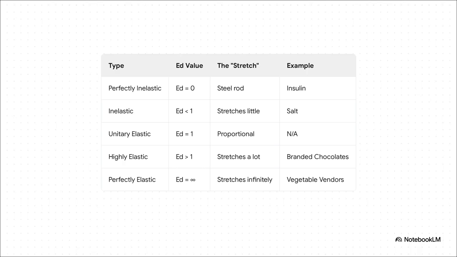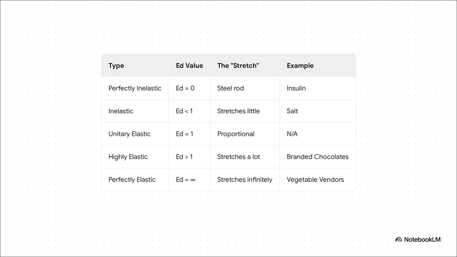Then right in the middle, there's our unitary elastic. That's our perfect one-to-one stretch from the example. Okay, now things get stretchy. Highly elastic is anything greater than 1. Think about branded chocolates. If one brand raises its price even a little, demand just snaps right over to the other, cheaper brand. And finally, you've got the crazy theoretical extreme: perfectly elastic.